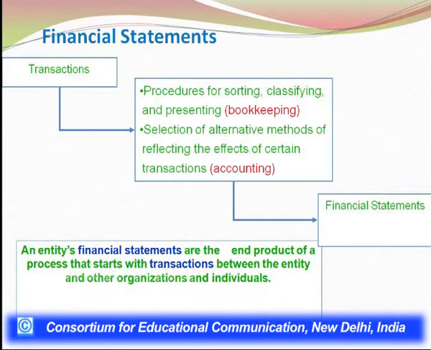So moving forward, let's have a look at this slide. The slide in front of you shows the origin of financial statements. How do we generate financial statements? If you refer to these three boxes there, the first box is on transactions, and the third box is on financial statements. In between, the middle box refers to the procedures we have. So business transaction is the beginning point of preparation of financial statements.